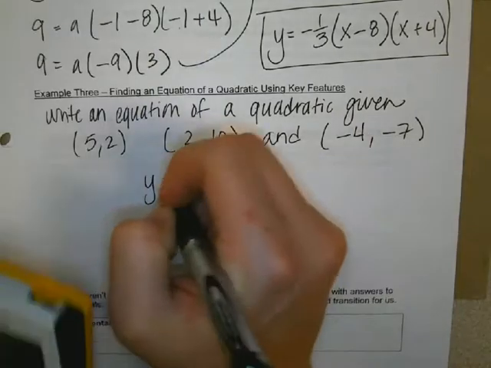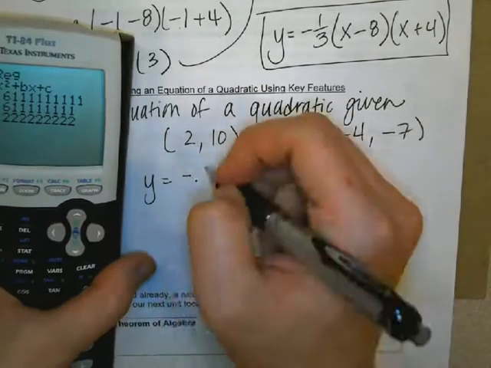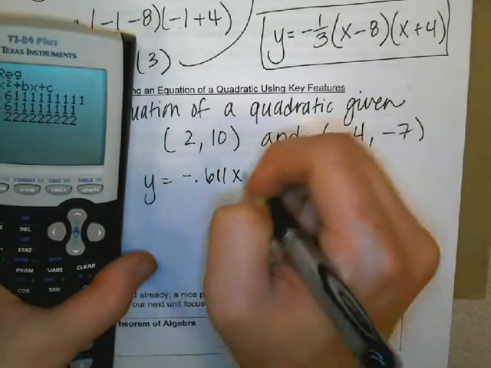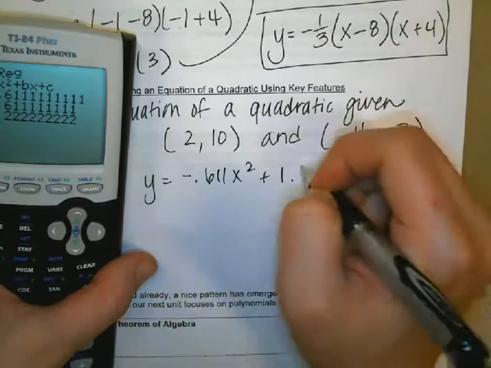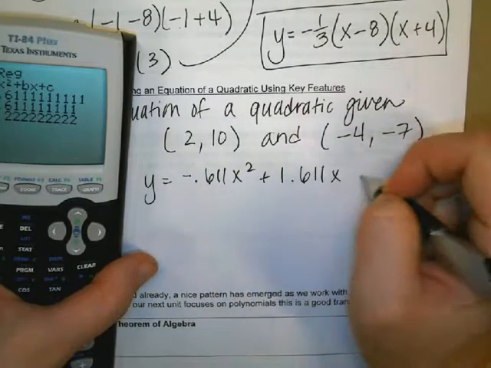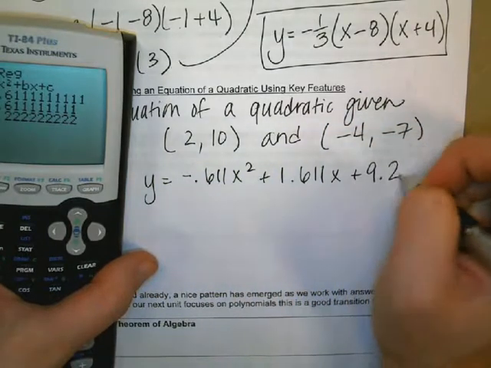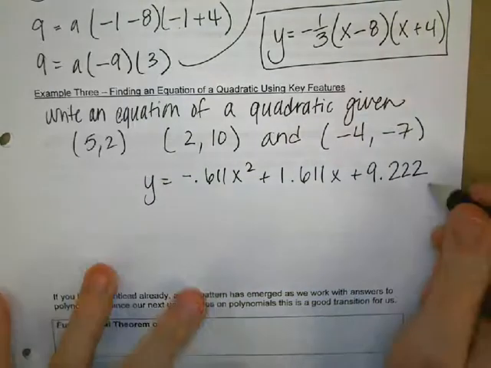y equals, the a value is -0.611, b value is 1.611, and that last one.